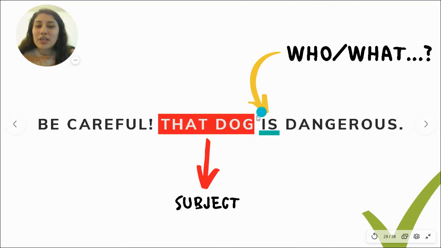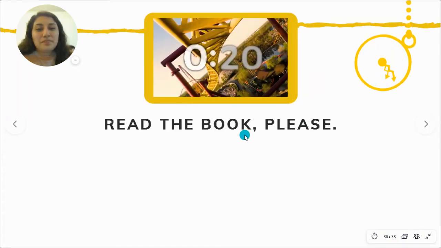And we need to be careful because we were talking about this too. In the previous examples, the verbs were actions. And in this case, we don't have an action. Actually, we have a state, right? A description. Acá tenemos un estado, una descripción. Acá el perro prácticamente no está haciendo nada, sino que solamente estamos describiendo cómo es. Okay? So keep that in mind. The verb can be an action or a state. Good. Next one.